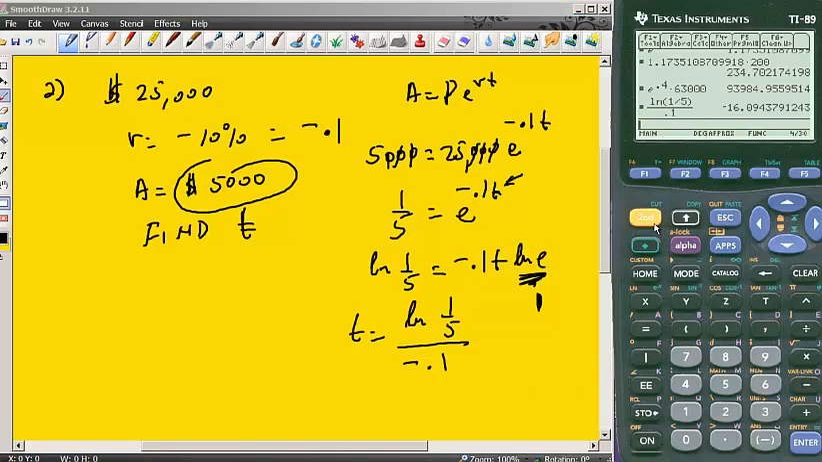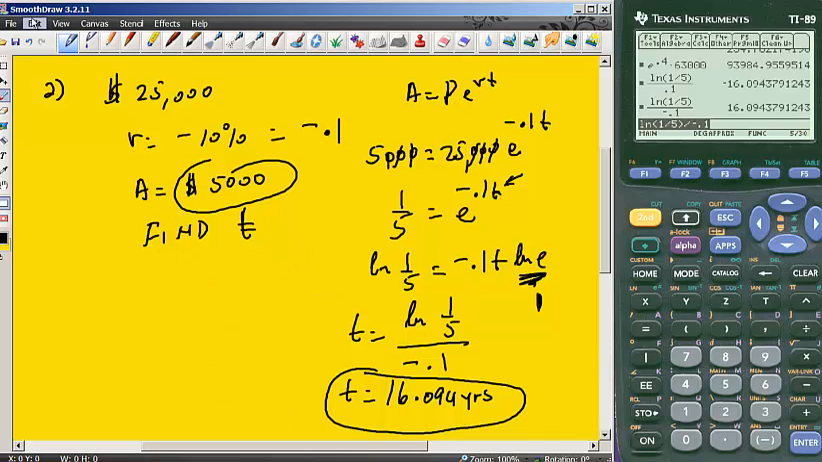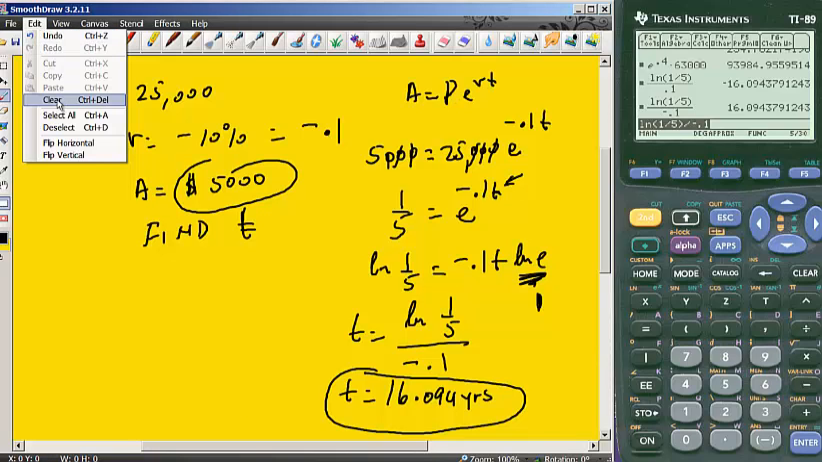So we're going to take ln of 1 divided by 5, and then divide that by negative 0.1, and there it is. My t turns out to be 16.094 years. So it takes you about 16 years to go down to $5,000. All right, so let's move on. There's two more, and then we can stop right there.